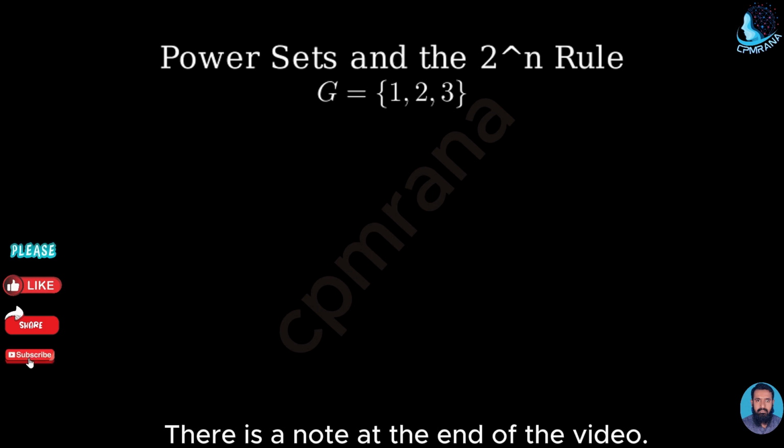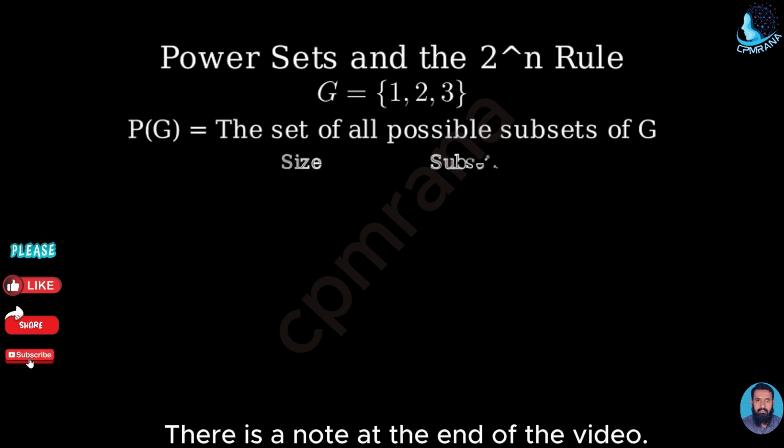The power set of G, written as P of G, is the set of all possible subsets of G, including the empty set and G itself. Let's construct this step by step. Let's organize our subsets by size.